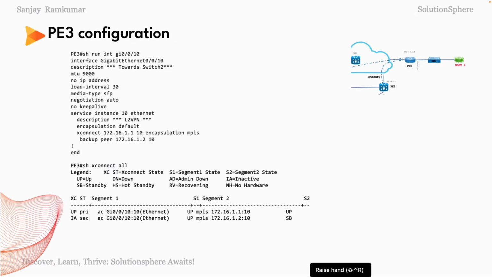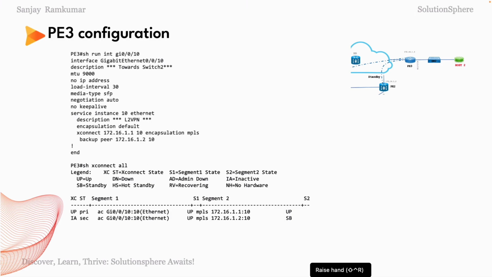Now goes to P3. In the first two cases, P1 and P2 are both XR boxes, and this P3 is an XE box. So here the configuration will be slightly different: we are not creating a sub interface. Instead of that, we will be creating a service instance. So we have created a service instance.